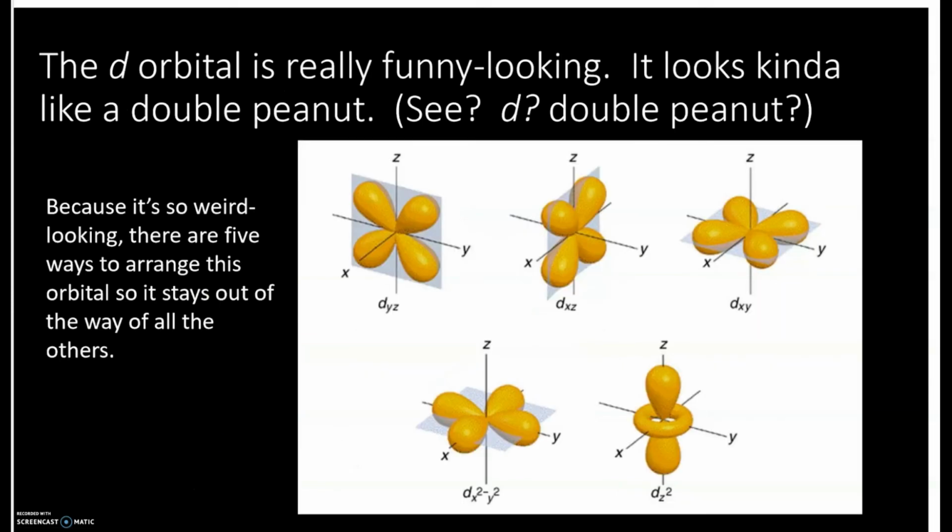And so this is our double peanut arranged in our 5 possible orientations. And let's remember that each of these can hold 2 electrons. Even though they're really weird looking, they're still only holding 2 electrons. If you superimpose these images over each other, you'll see that they stay out of each other's way pretty well. I mean, this guy's kind of goofy looking, but it does the job. And so that brings us to our 4th and final energy level.